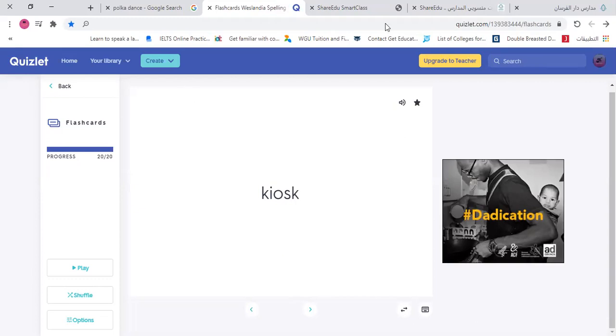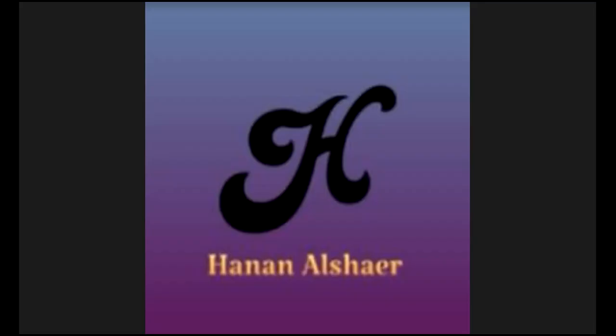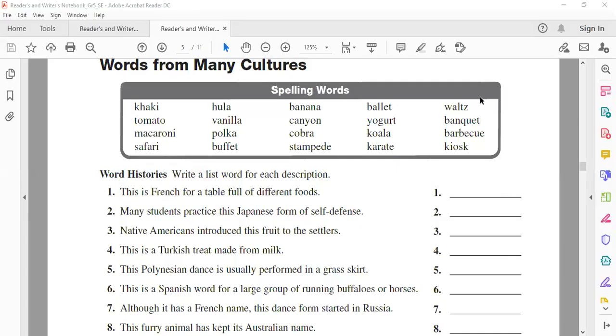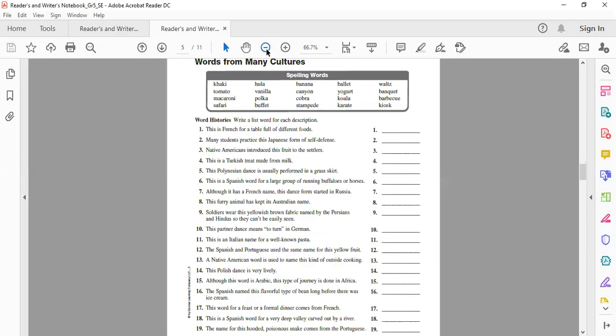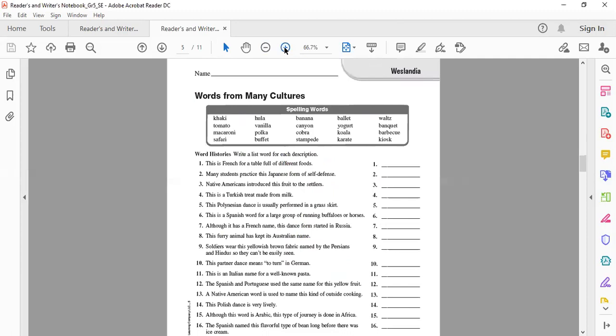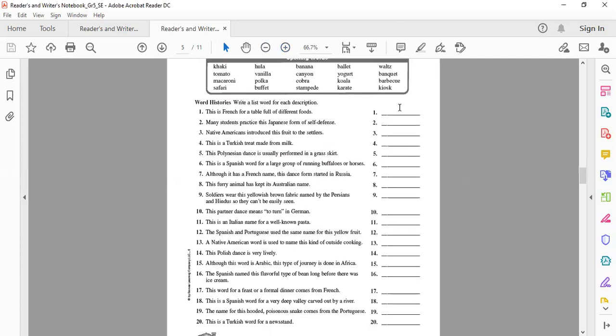And let's go to our books right now to see if you can solve it with me or not. Yalla, Tala, read for me the question, please. Number 1 for you, Tala. Okay. Write a list word for each description. This French for a table full of different food. Buffet. Excellent. So the first one is buffet.